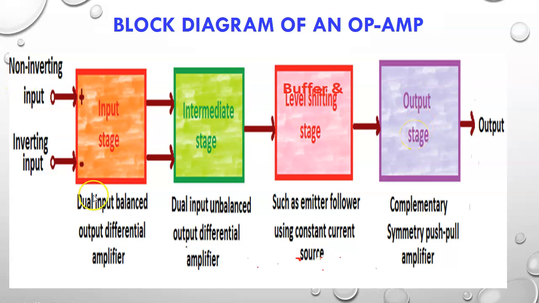In the input stage, a dual input balanced output differential amplifier circuit is constructed and works as the input stage. In the intermediate stage, a dual input unbalanced output differential amplifier is used. In the third stage, an emitter follower is used as a buffer using a constant current source. And in the fourth stage, a complementary symmetry push-pull amplifier is used.